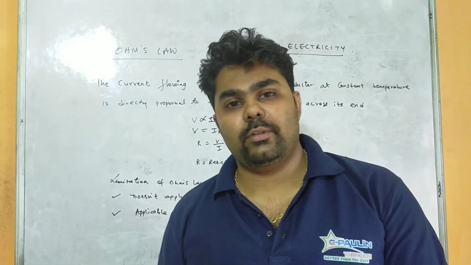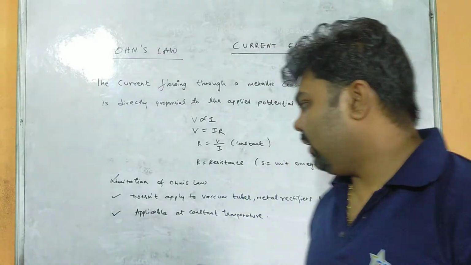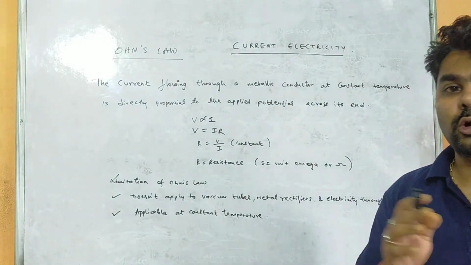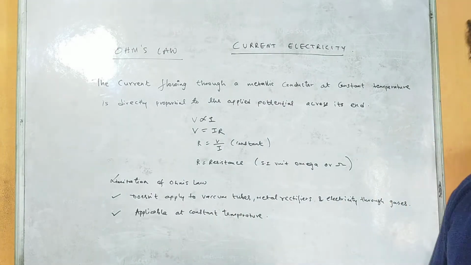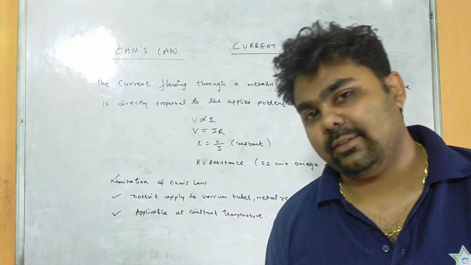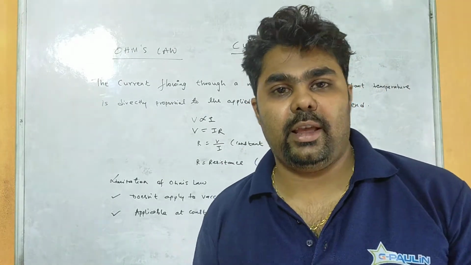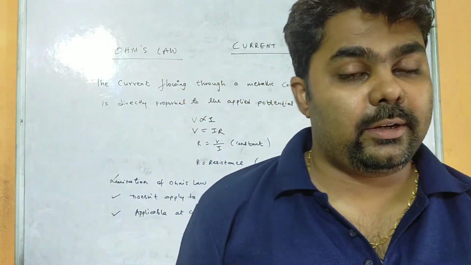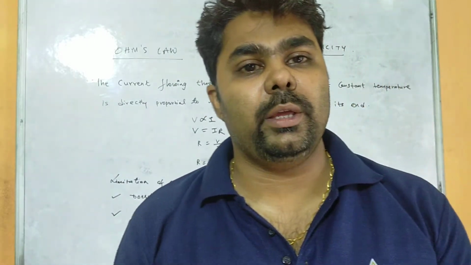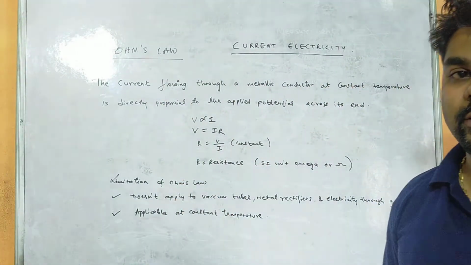And non-ohmic substances are those substances which do not obey Ohm's law. So what are the limitations? That means Ohm's law is not applicable for vacuum tubes, for metal rectifiers and electricity through gases. So if any vessel is containing some gas and you are applying the potential across the ends of the tube, in that case Ohm's law will not be applicable. Okay, so that is the limitation, that is the disadvantage.